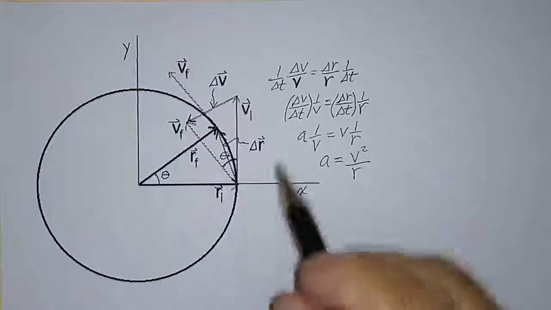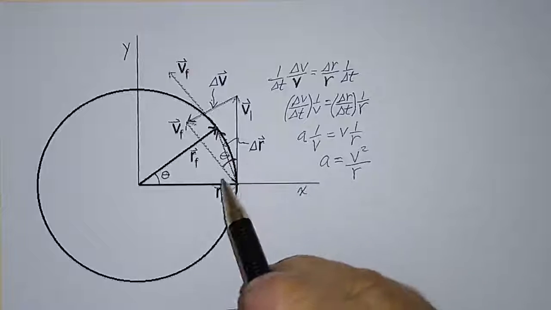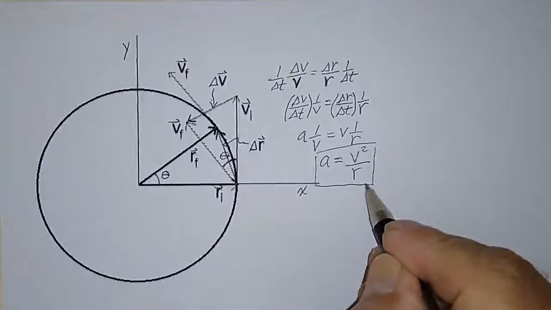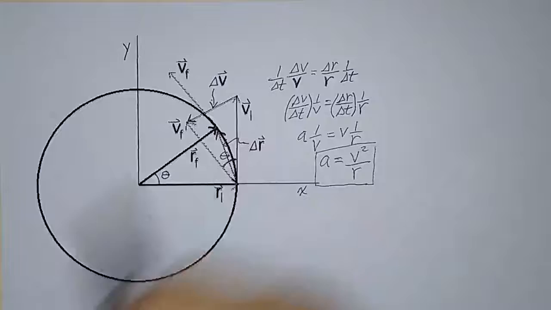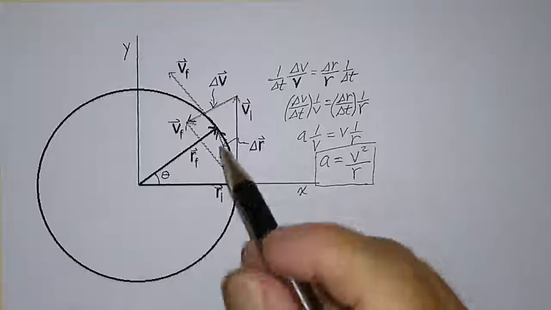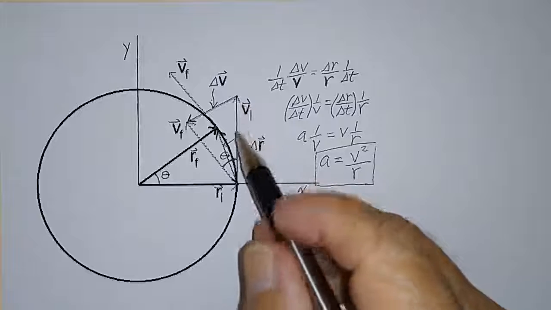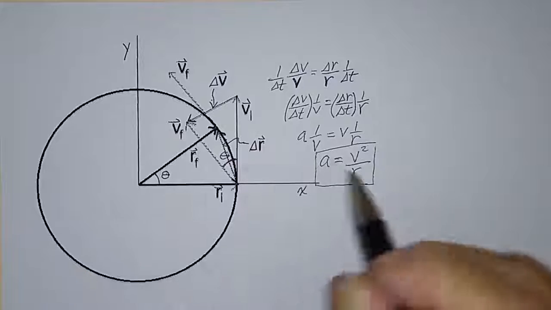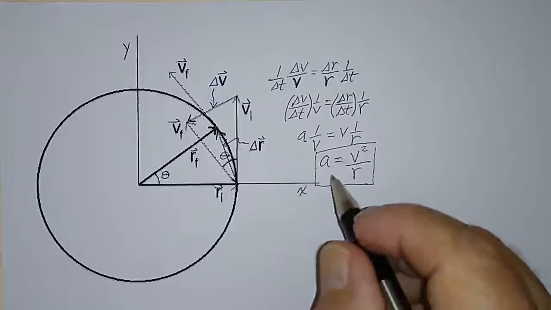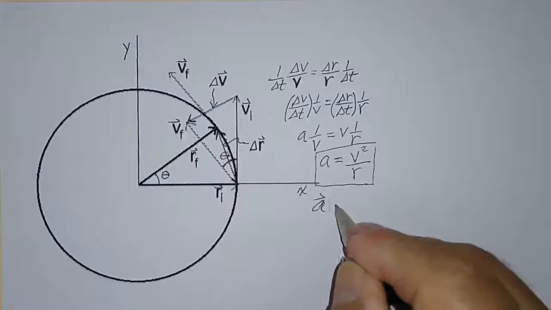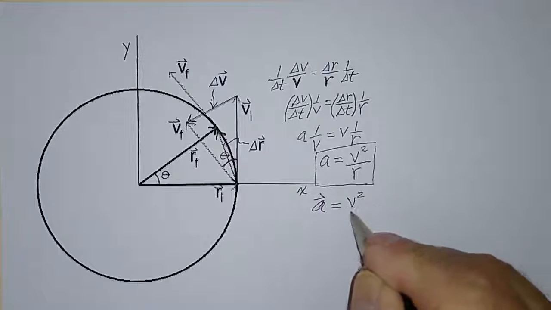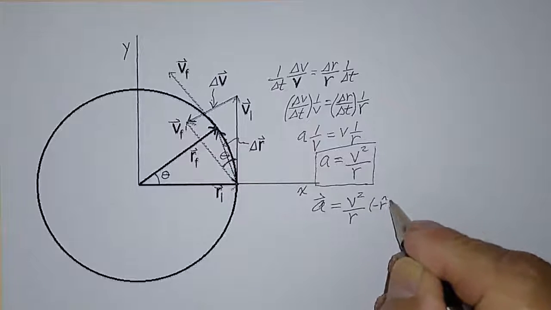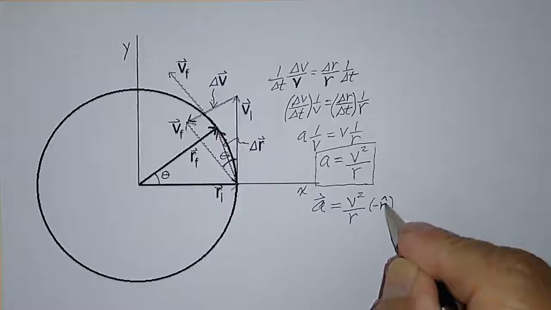So this is just an intuitive semi-quantitative argument to show that the centripetal acceleration, the magnitude of it, is v squared over r for uniform circular motion. And you can also see somewhat intuitively that the change in velocity is always toward the center of the circle, so that the centripetal acceleration, a as a vector, is equal to v squared over r in the radially inward direction, or the minus r hat direction.